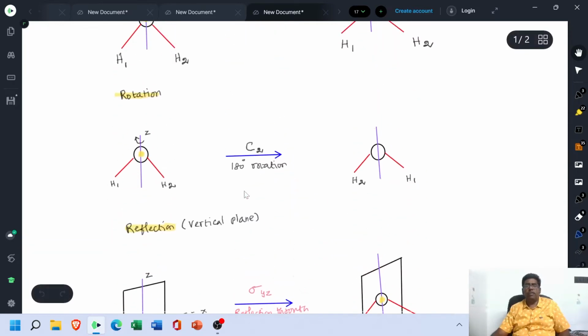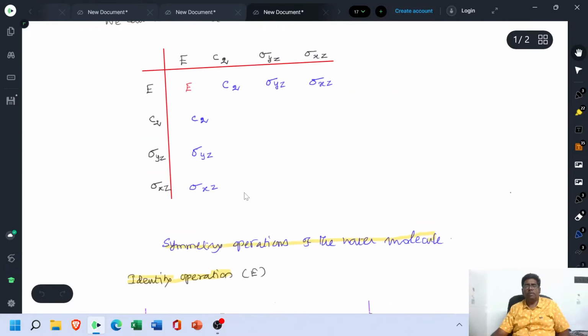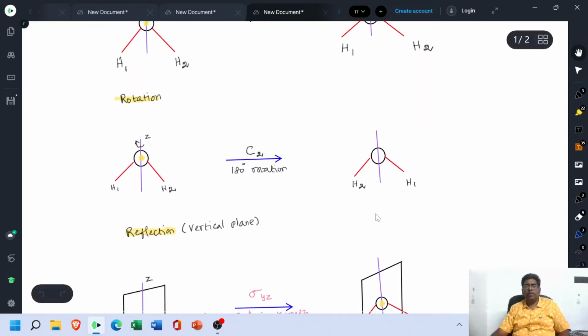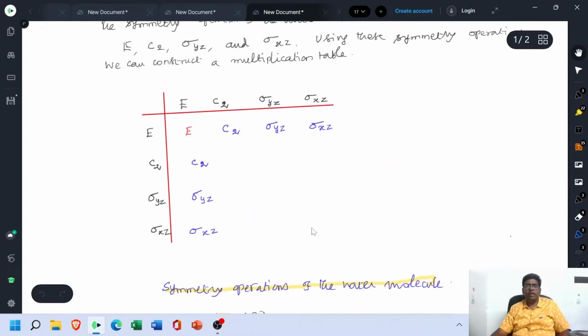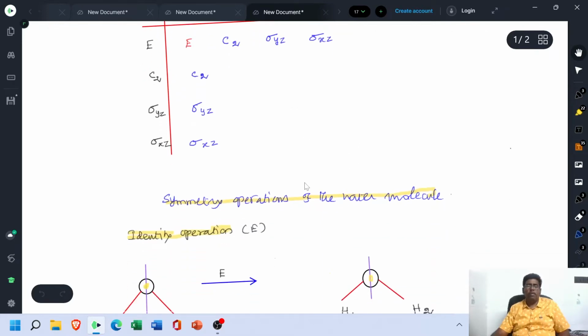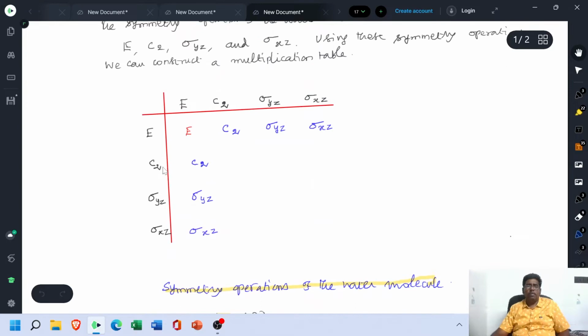So by carrying out all these four operations, we get the actual structure of the water molecule. So these operations are called the symmetry operations of the water molecule. They constitute a group called a point group. Now, we would like to calculate the multiplication of C2.